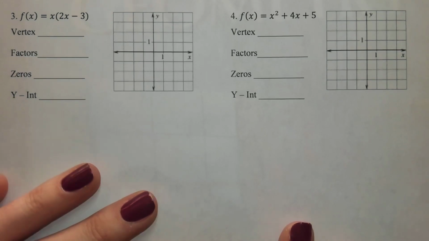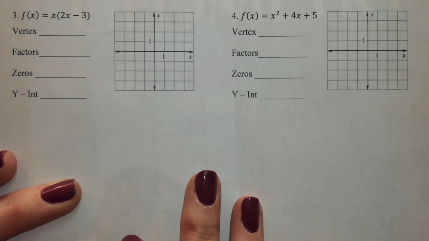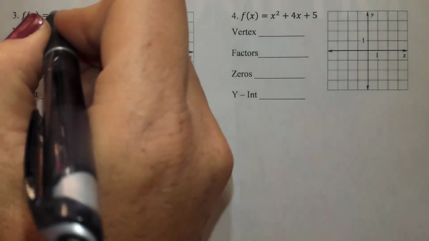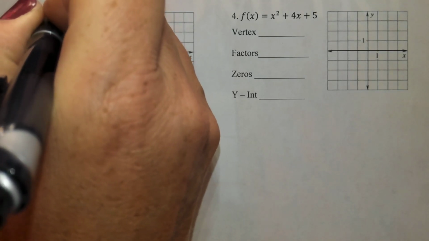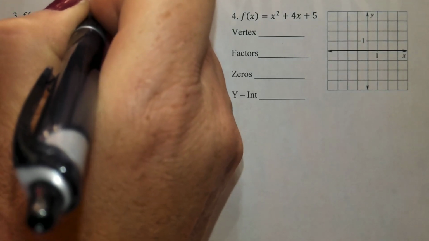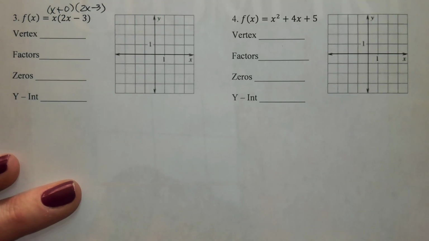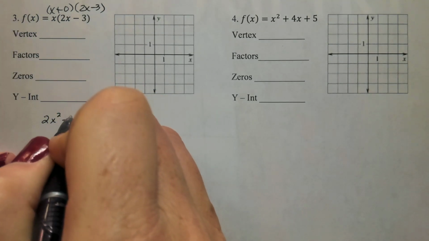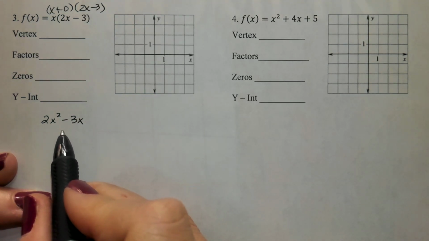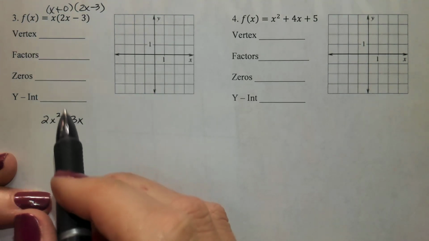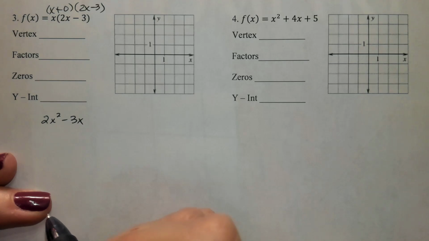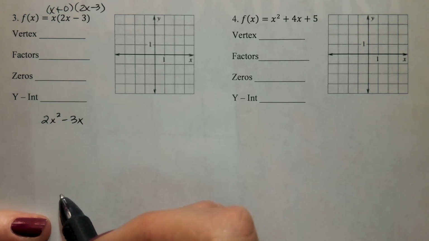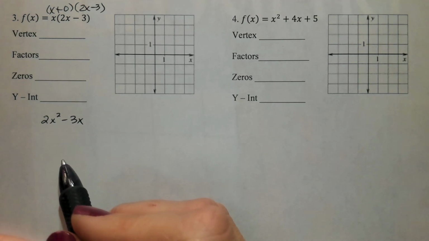Number 3, this one's already in intercept form, so it's already kind of factored for you. If it helps, you could make that first x like x plus 0, and then 2x minus 3. You could kind of do it like that if you'd like. In my head, I tend to FOIL those out, and then I use the middle one, which is the quad form. So it really doesn't matter which way you do these problems, just kind of pick the one that makes the most sense to you or you remember the steps for.